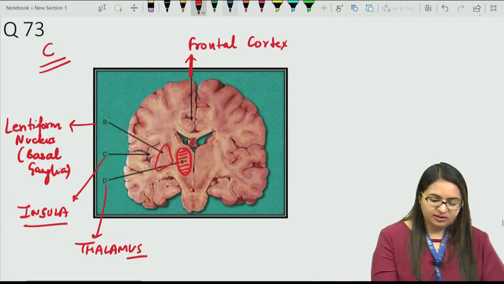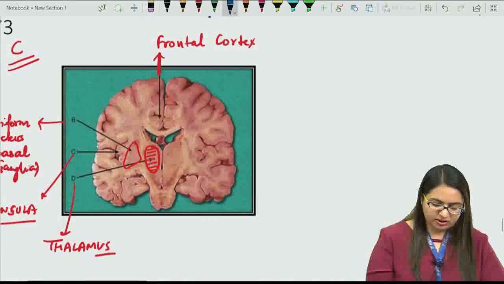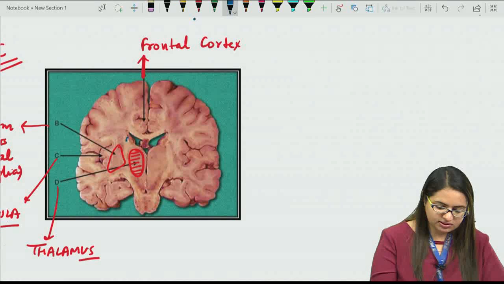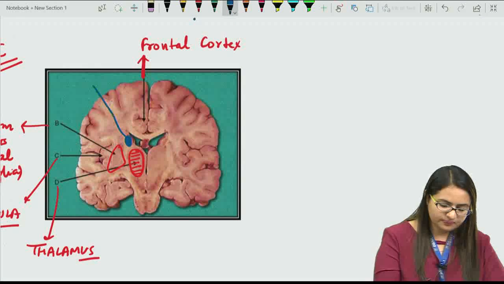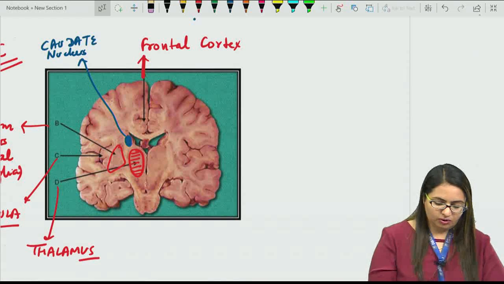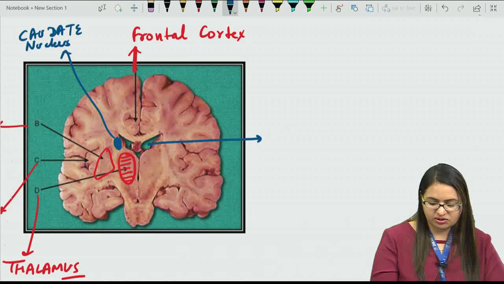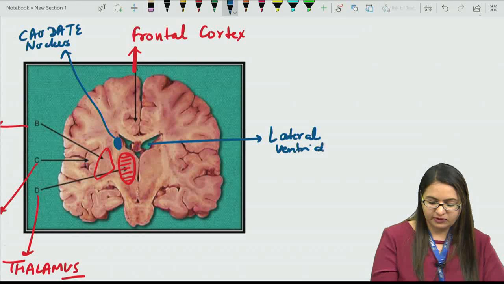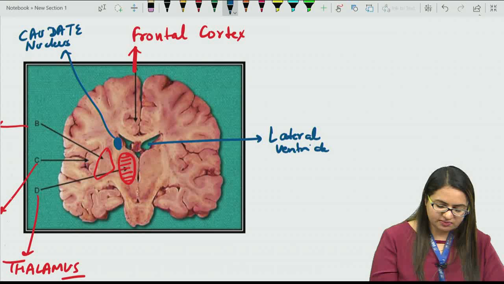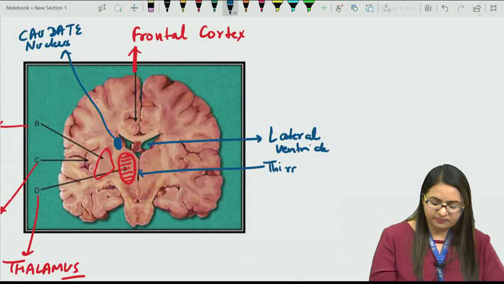Now if we try to identify the rest of the structures present over here, we can also visualize the caudate nucleus. This is the location of the caudate nucleus. Then this triangular section is the triangular section of the lateral ventricle. In between the thalami, there is a midline slit seen over here. This is the third ventricle.